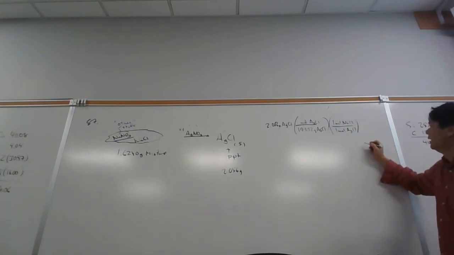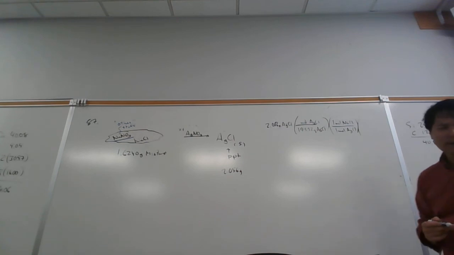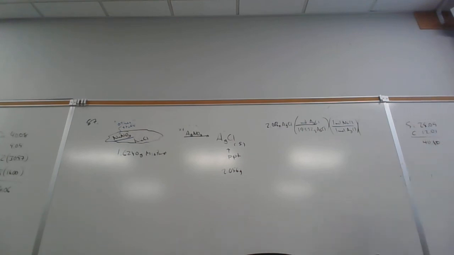And then we can figure out the molar mass of sodium chloride. Again, I'm just going to look it up, which you can do on the homework to save time. On the test, unfortunately, you have to calculate it. 58.44 grams per mole.